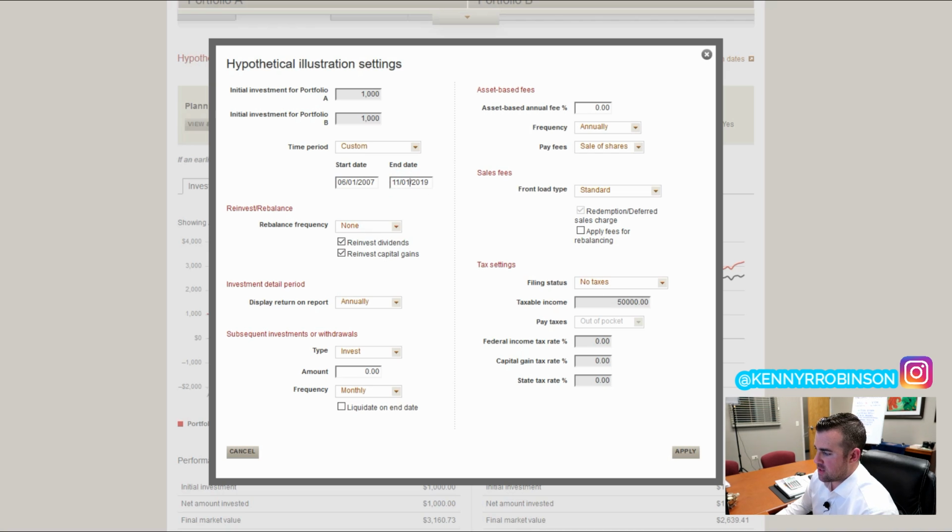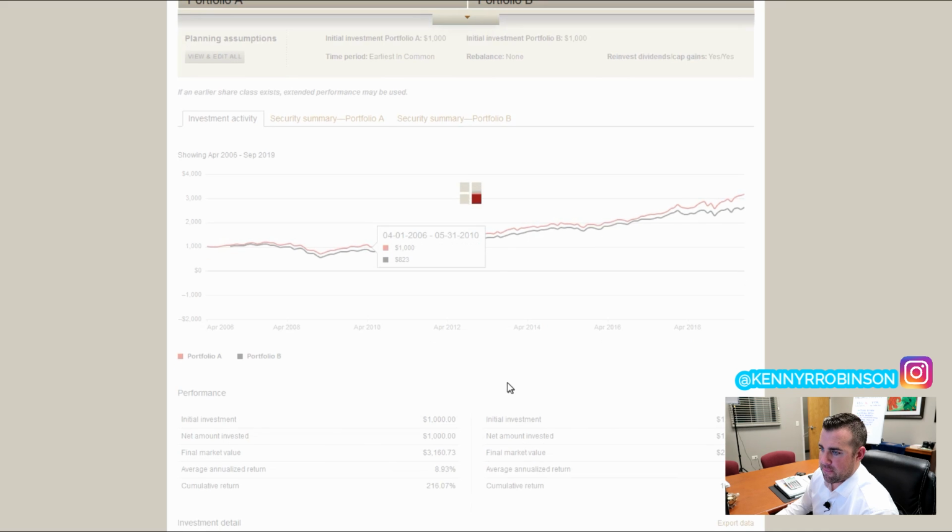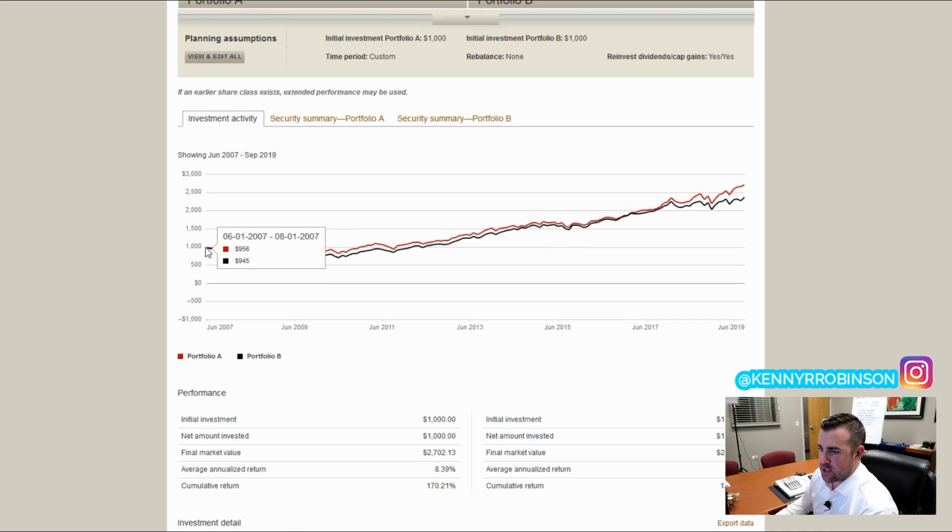01/2019. Let's reinvest everything. Let's see how it does. Okay, here. It's thinking, it's thinking. All right, so here we are in June of 2007 and all the way up. You can see they track pretty closely, almost sometimes identically. But over the past couple years, VIG has really kind of outgrown VYM.